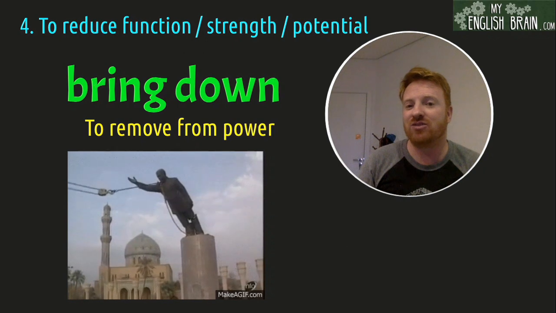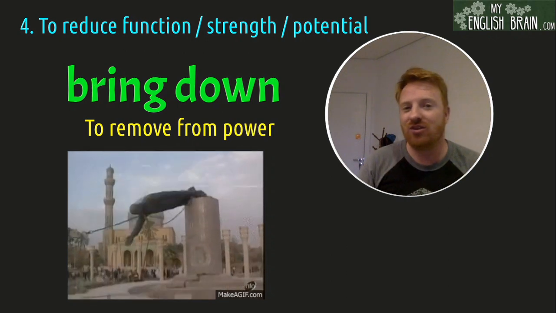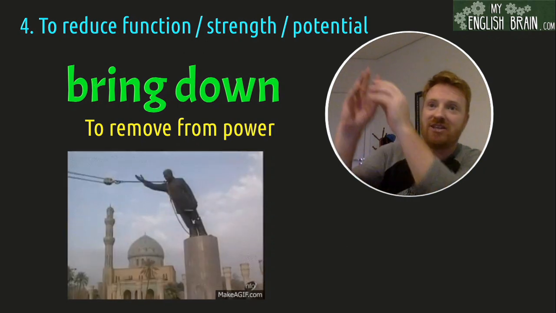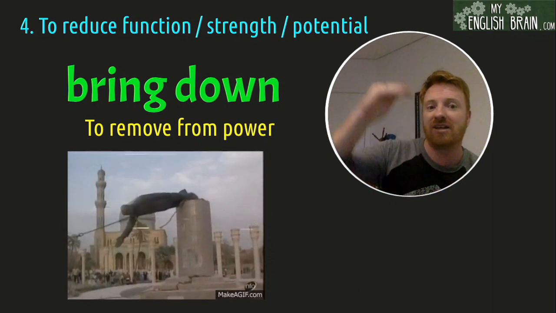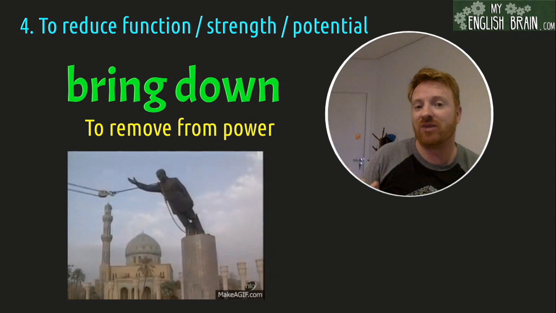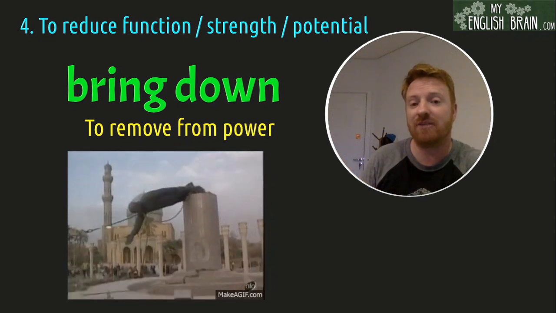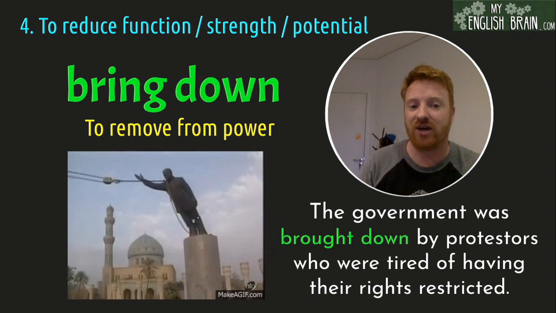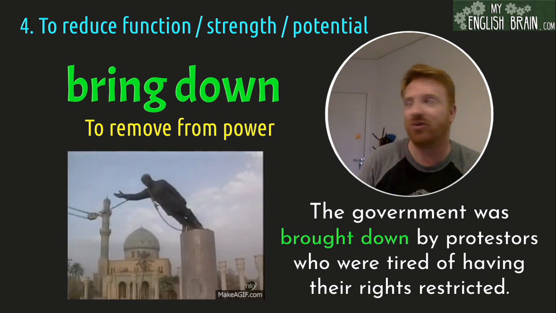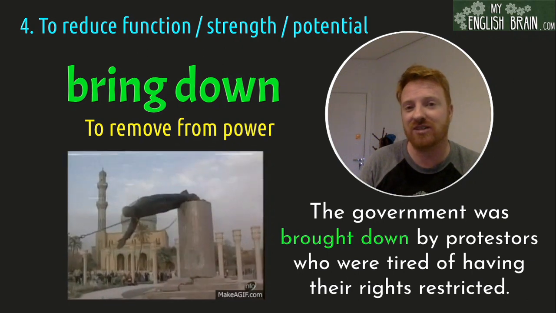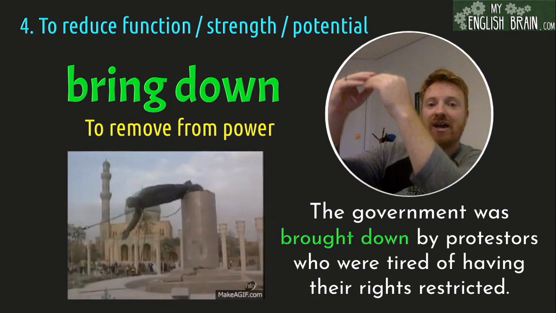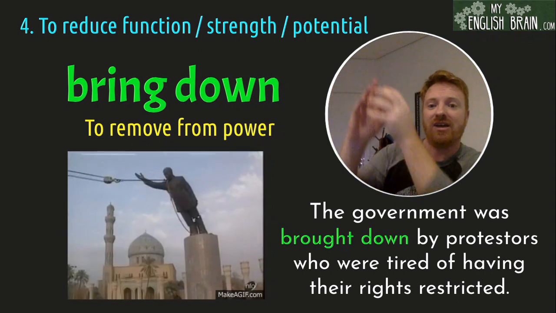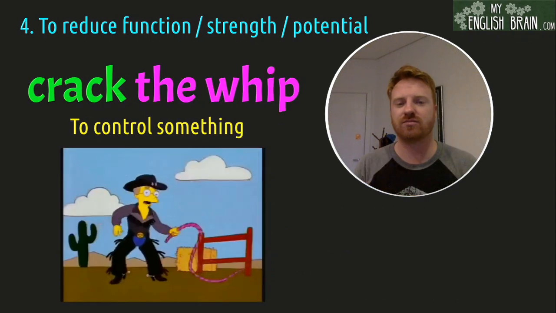Bring down means to remove from power. We can use it in many different ways, like take down. If I take something down, I remove it from a high level. And bring down is very much the same. So for example, the government was brought down by protesters who were tired of having their rights restricted. This is the idea that the government is in a high position and the people bring it down. They remove it from power.